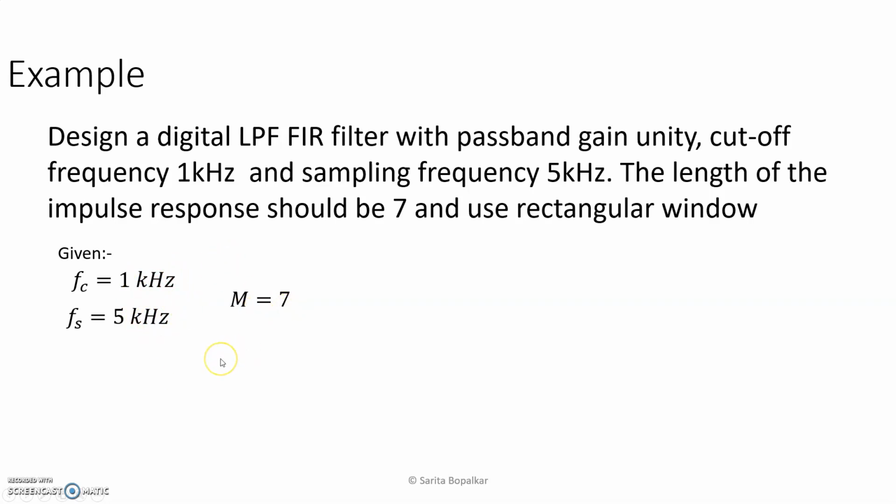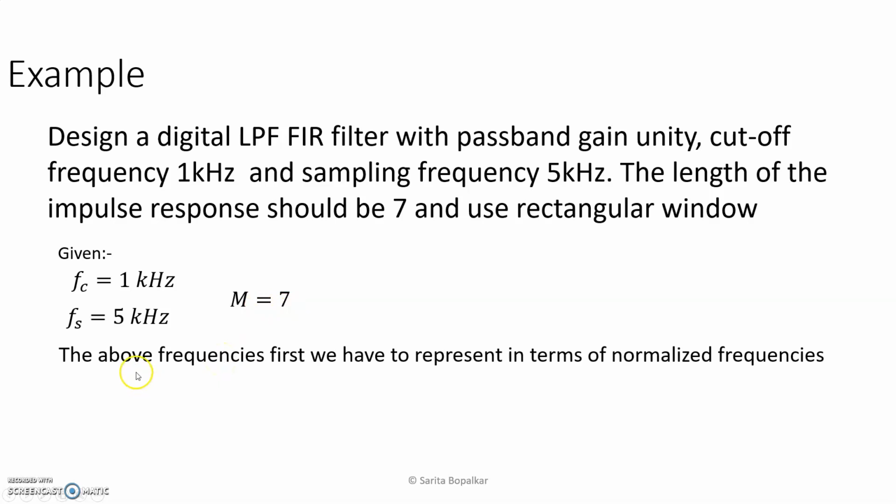Our first step: the above frequencies we first have to represent in terms of normalized frequency, and for that the normalized frequency omega c is equal to 2 pi fc by fs. Fc is 1 kHz and fs is the sampling frequency. Put the values and when we solve we get 2 by 5 pi, that is 0.4 pi.